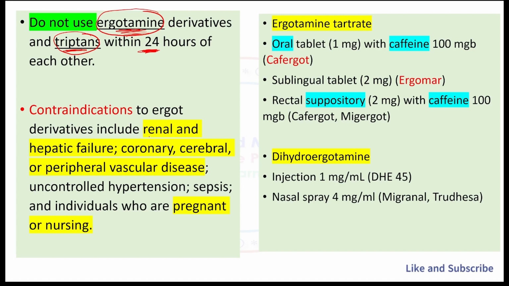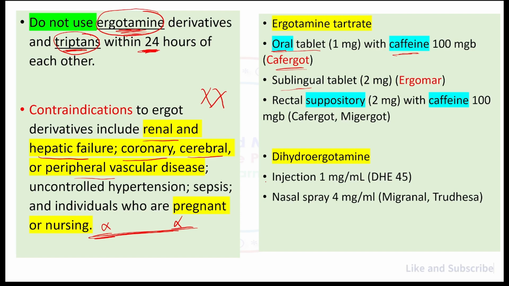If the patient suffers from renal failure, hepatic failure, coronary disease, cerebral disease, or peripheral vascular disease, it is not allowed to use ergotamine. And the pregnant woman and nursing woman, during nursing or lactation, is not allowed to use this medication, ergotamine. Ergotamine is available, as you can see here, as an oral tablet with caffeine, because caffeine enhances absorption. Oral tablet, Cafergot, the name Cafergot, and we have sublingual tablet, Ergomar. We have suppository. We have dihydroergotamine.